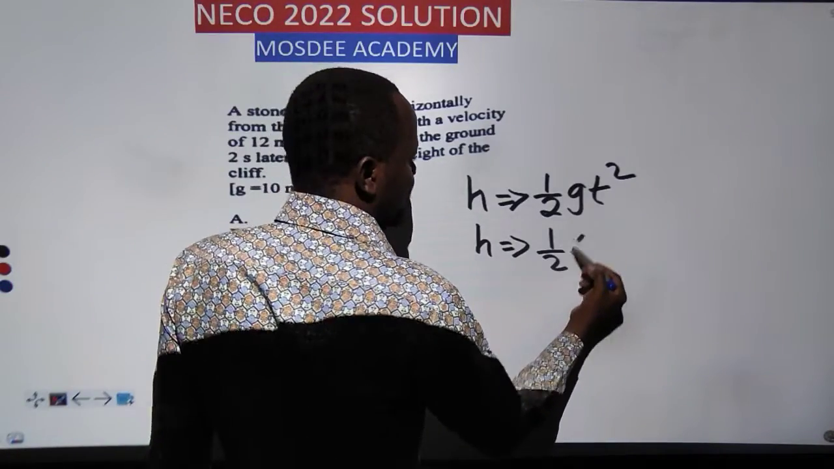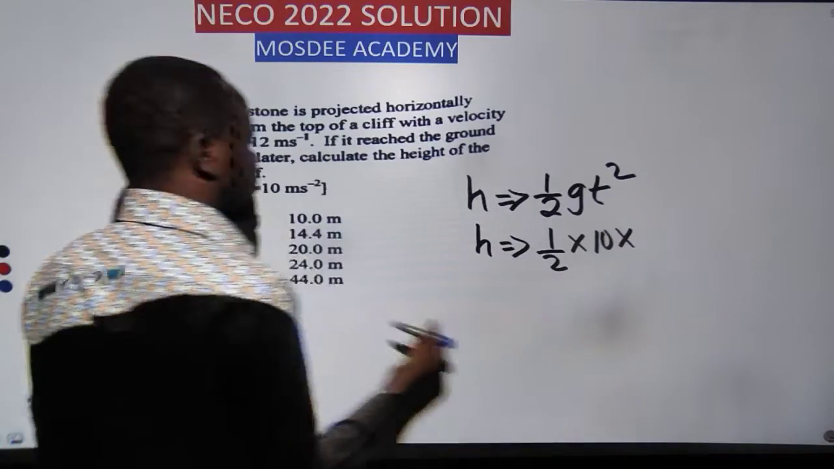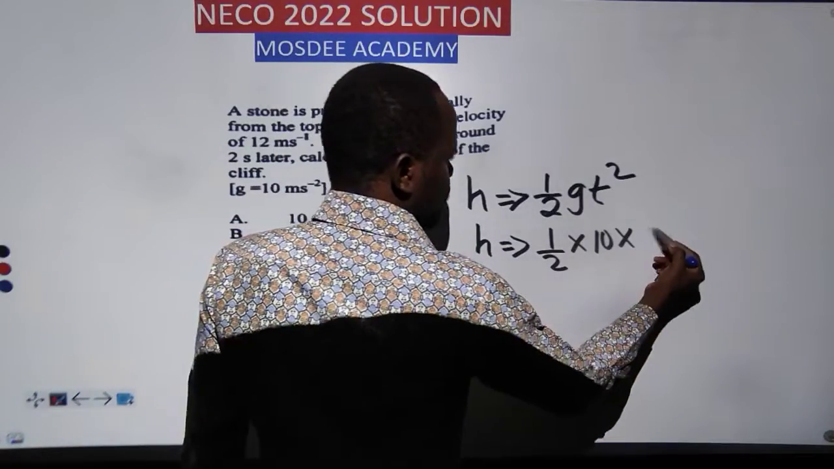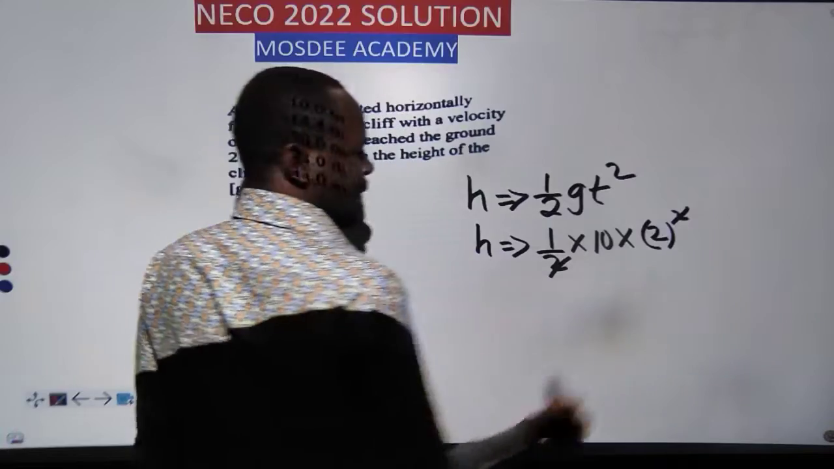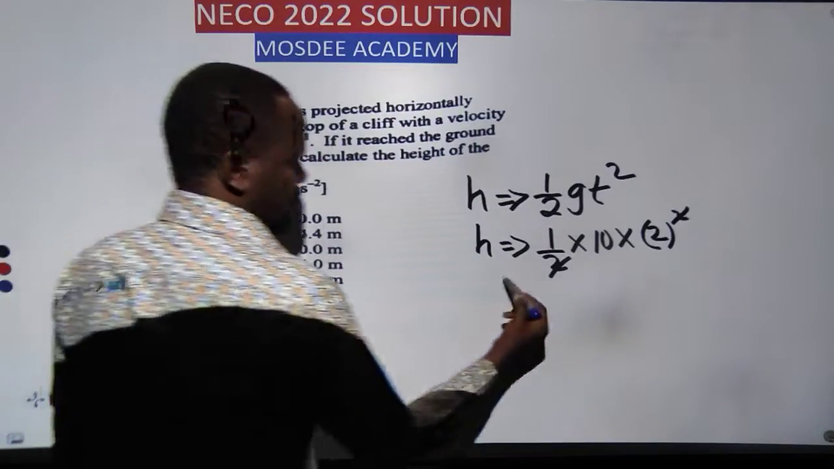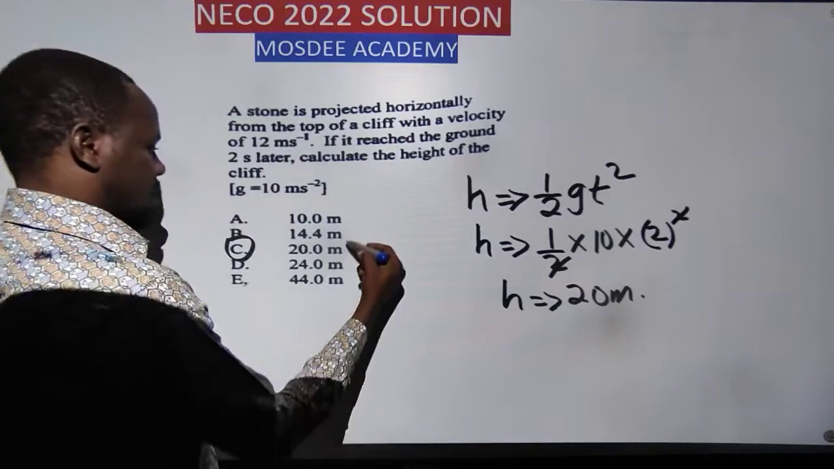1 by 2 times g, which is 10, times t squared, which is 2 squared. 2 squared is 4. Do I need to do this? Because one of these twos will cancel. I hope you understand what I've done. 10 times 2 is nothing but 20 meters. So the height of the cliff is 20 meters, or 20.0 meters, anyhow you want to call it.